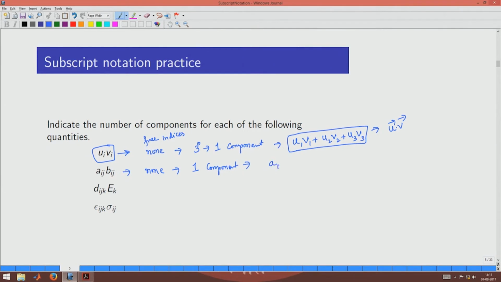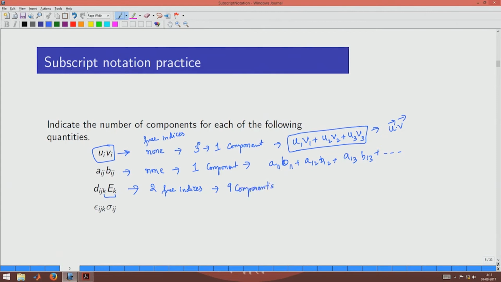So you would have a11 b11 plus a12 b12 plus a13 b13 plus so on. So you could see that all the indices are repeated, and you would just get one number when we multiply all these quantities. And here, for example, you can see that the k is repeating and i and j are not repeating. So which means that there are two free indices, and this would mean that there will be 9 components.